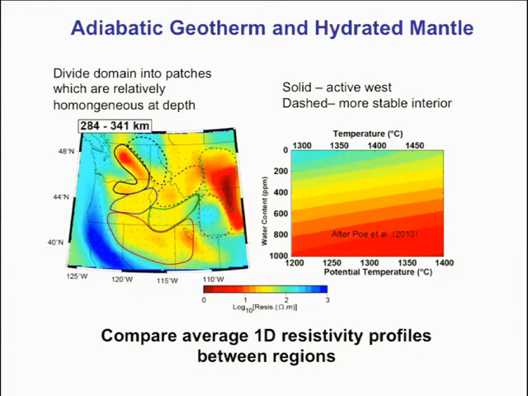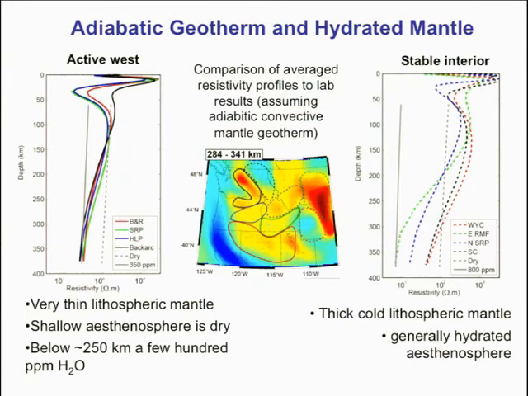Okay. So another thing that we can look at is conductivity at greater depth. And to do this, we divided our model domain into different patches, which were quasi-uniform at different depths. And we computed average 1D resistivity profiles between these regions. And I'll just show you those quickly. So this is in the active west. These dashed lines are some of the patches in the more stable interior.